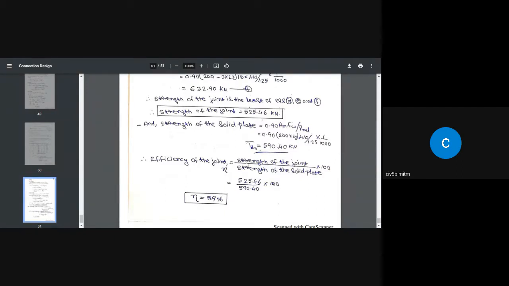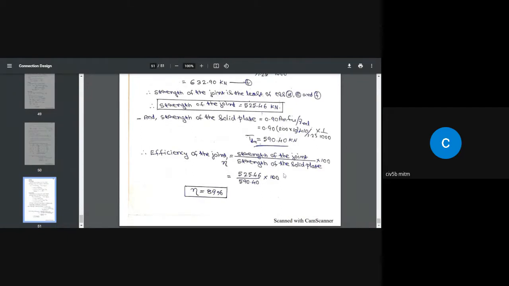Therefore, efficiency of the joint eta equals strength of the joint, which is 525.46, divided by strength of the solid plate, which is 590.40, multiplied by 100. So we got the efficiency value eta equal to 89 percent. So this joint is really efficient. Always remember, diamond bolting is the best way of bolting because that joint is very efficient. Is it clear to you guys? Is there any doubt?